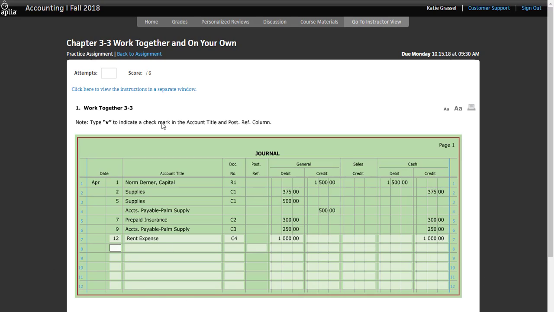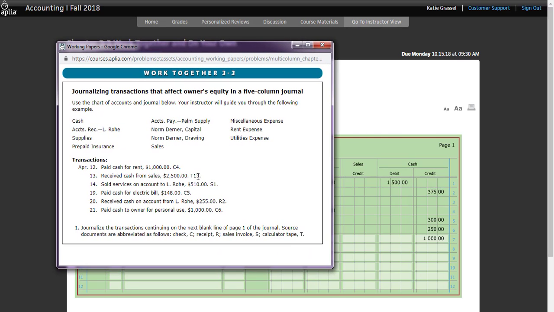The 13th, now I'm making up numbers. Receive cash from sales, $2,500, T13. So the date is the 13th. Okay, so we got something new here. We have this source document of T. What is T?